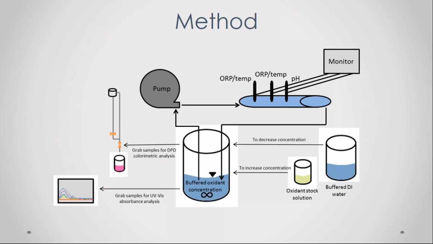For analysis, we would take grab samples for DPD colorimetric analysis, and we also ran the samples through a UV-Vis spectrophotometer, and we looked at the absorbance of HOCl and OCl minus.